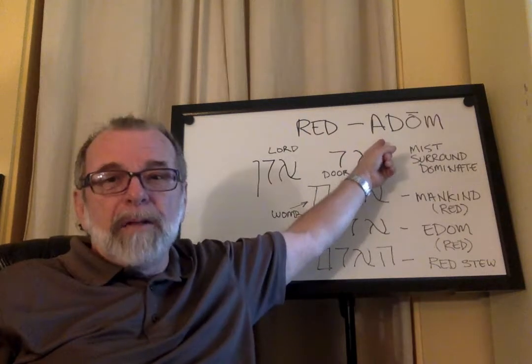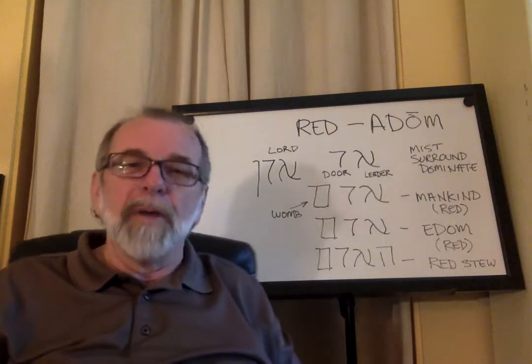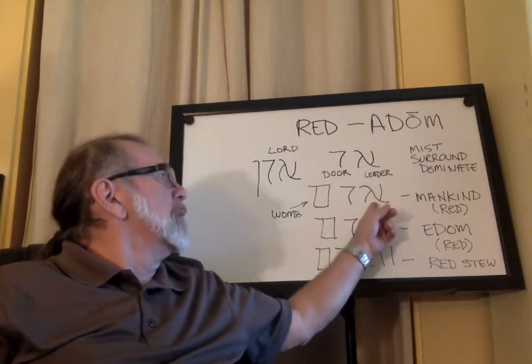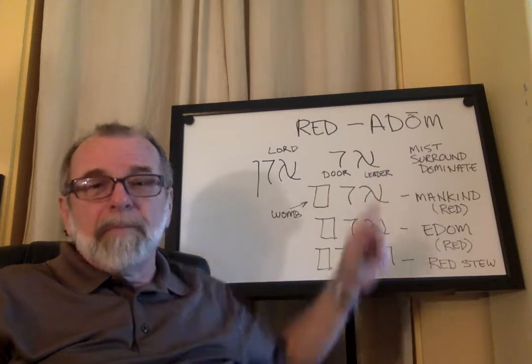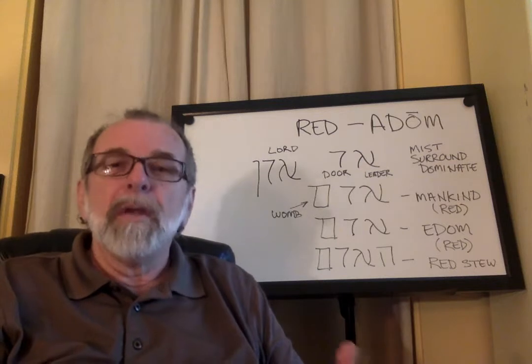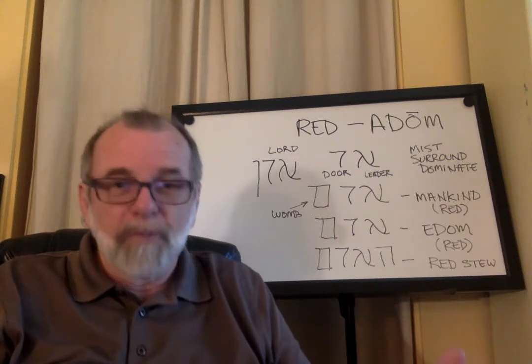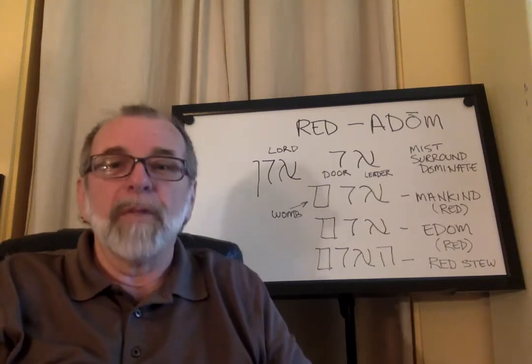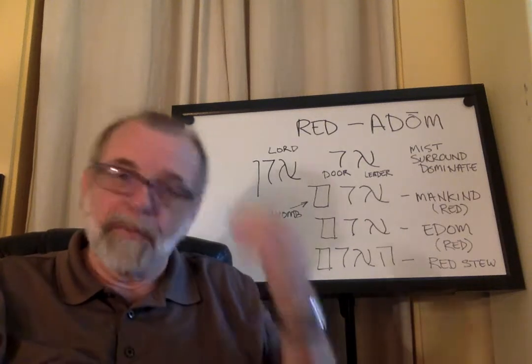The word for red is Adom. And that might sound a little familiar to you. It kind of sounds like Adam, which is mankind. Adam was taken from the earth, the red earth or the ruddy earth. And so he was called red, basically. Mankind and red are the same word, or come from that same root, same letters, different vowels.